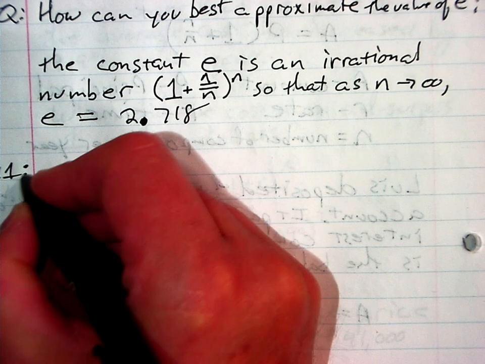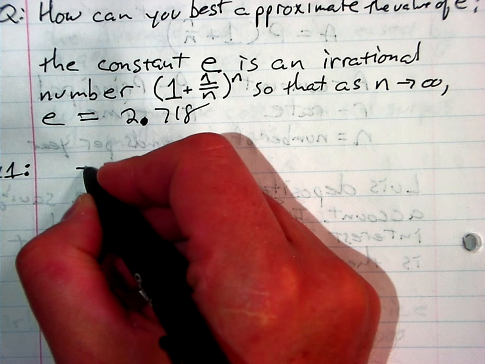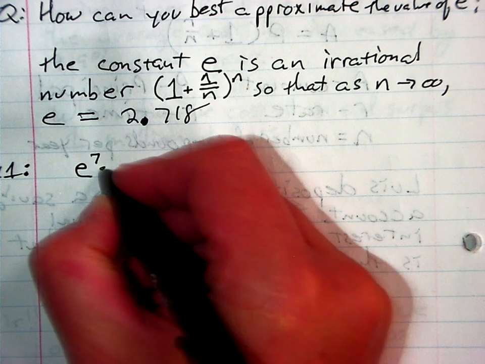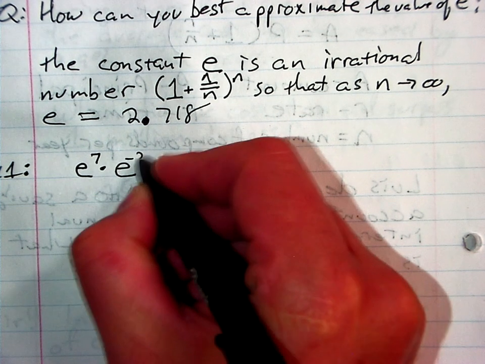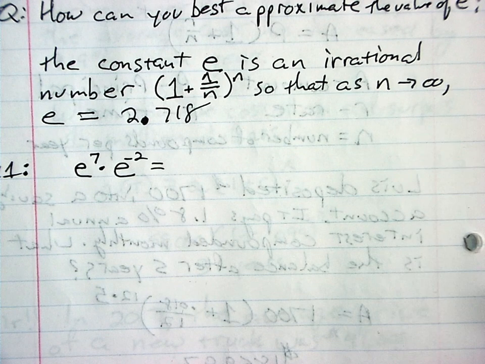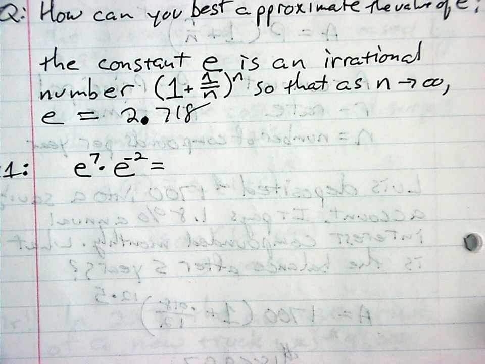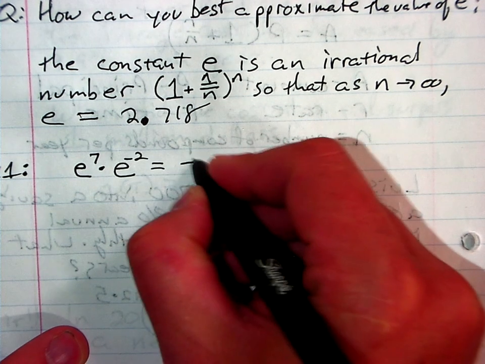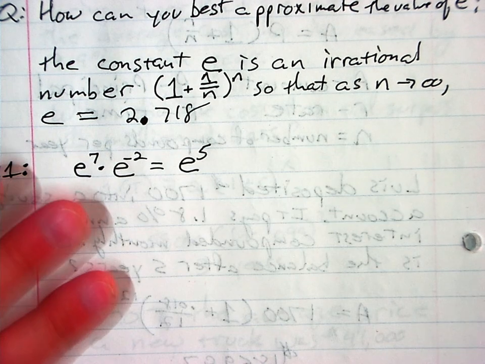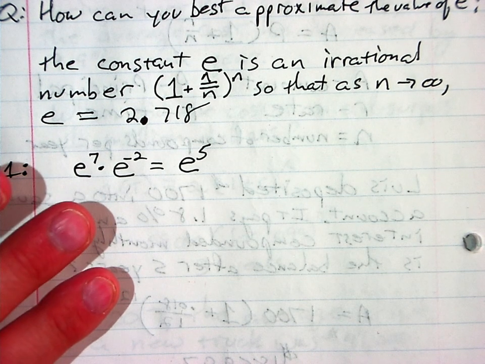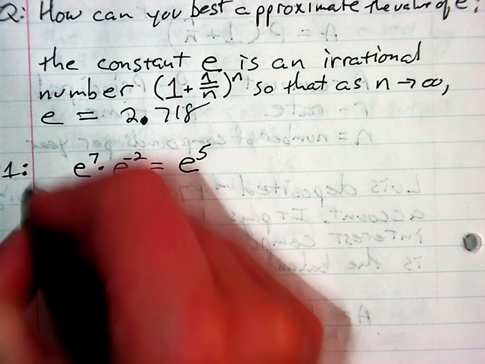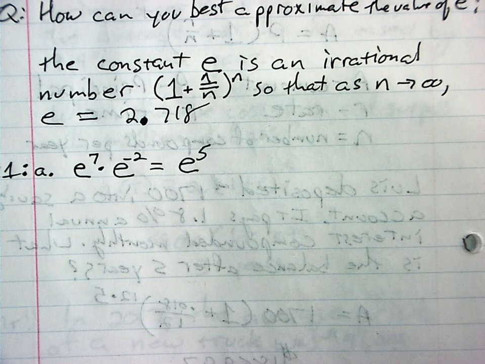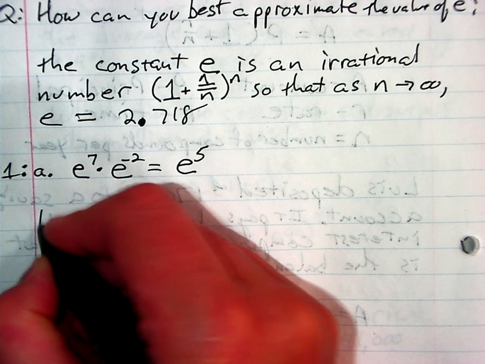Example 1: e to the 7th times e to the negative 2. So we're multiplying exponents with the same base. So what do we do to the exponents? Just add them. So what's 7 minus 2? So that's your answer, e to the 5th. Leave it as that. All right, so that was 1A.